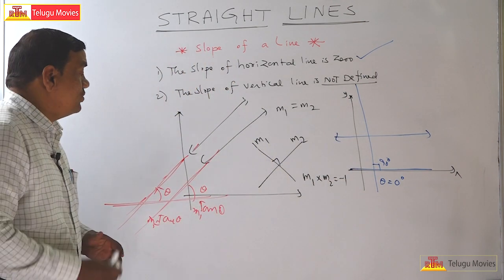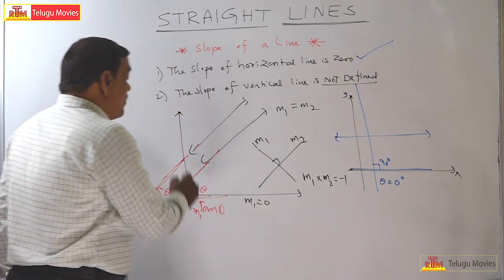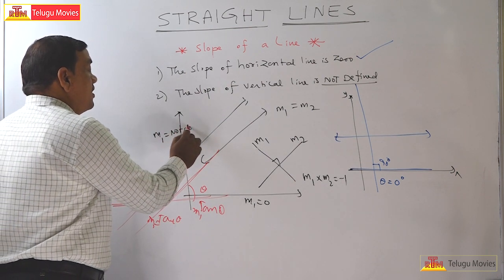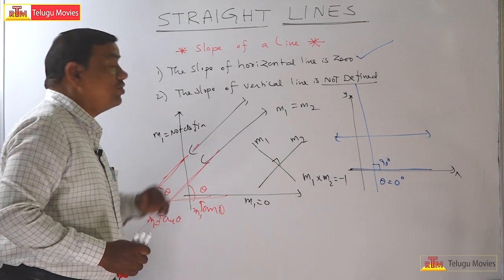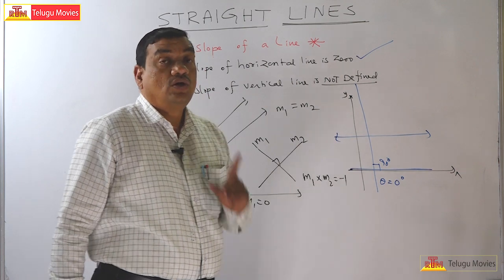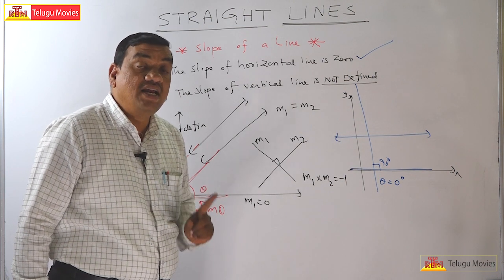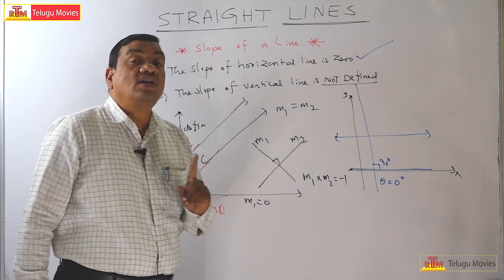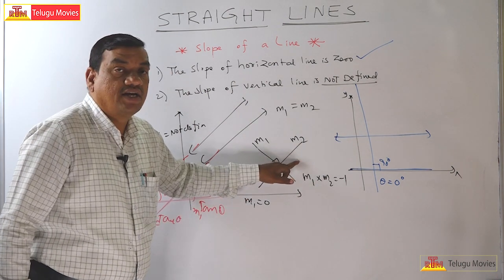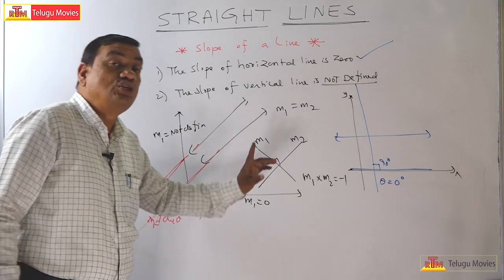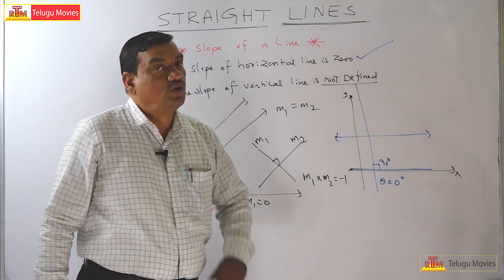You may ask one doubt: sir, you just now told the slope of the x-axis is 0 and the slope of the y-axis is not defined. So these two are perpendicular. Therefore, 0 into not defined is minus 1? No. I am only telling this case is valid when either of the lines is non-vertical. Either the first line or the second line should be non-vertical, that means it should not be parallel to the y-axis. Then only the product of the slopes is equal to minus 1.